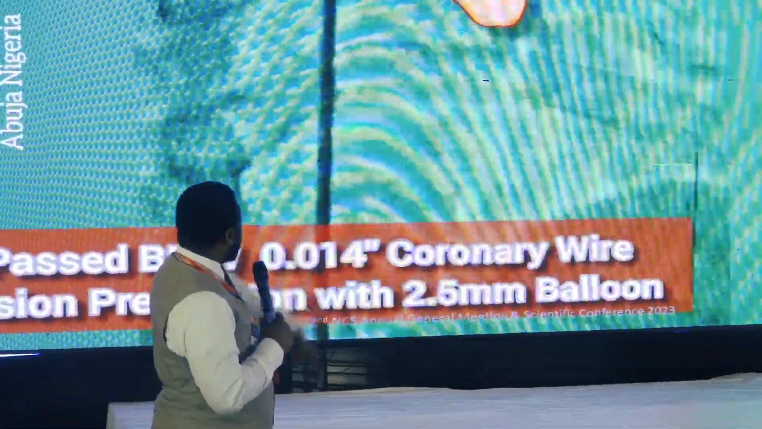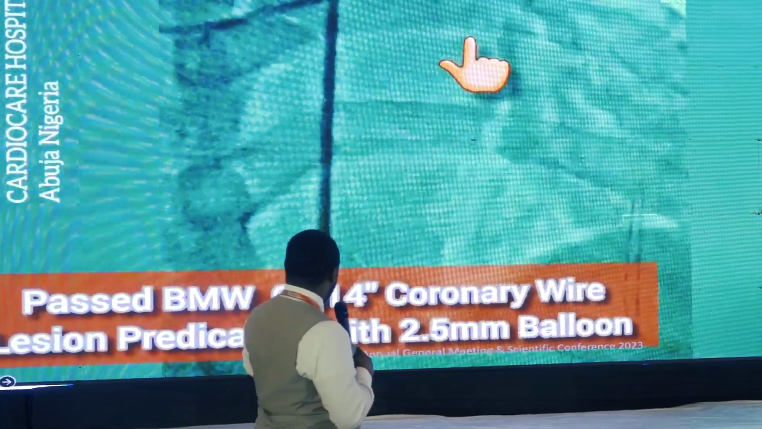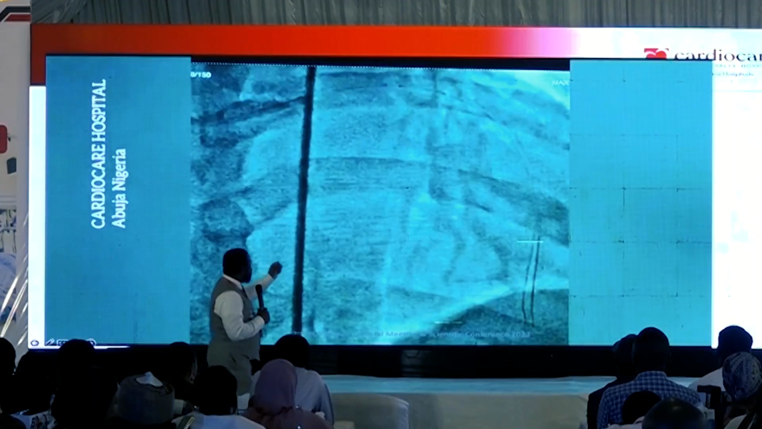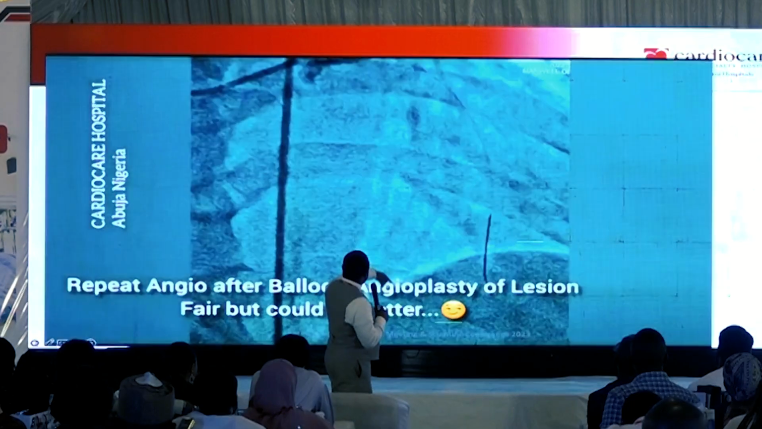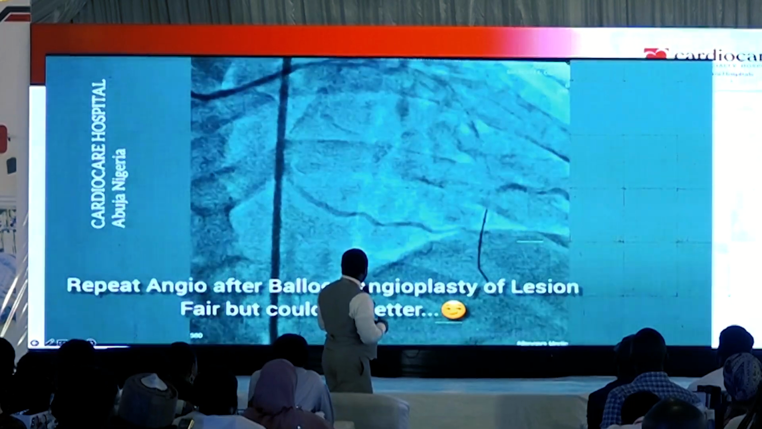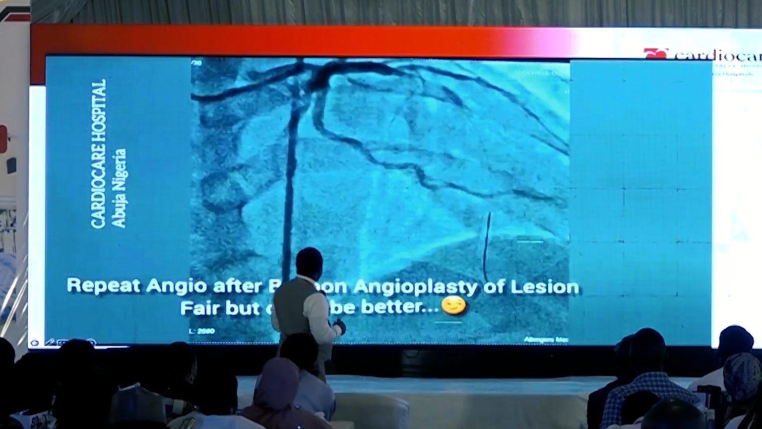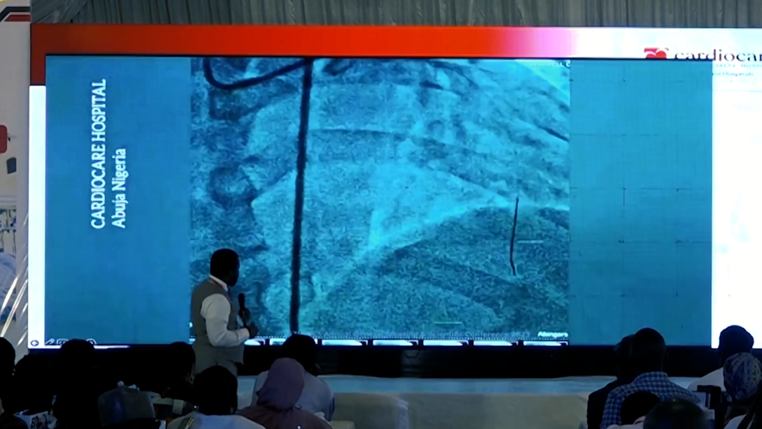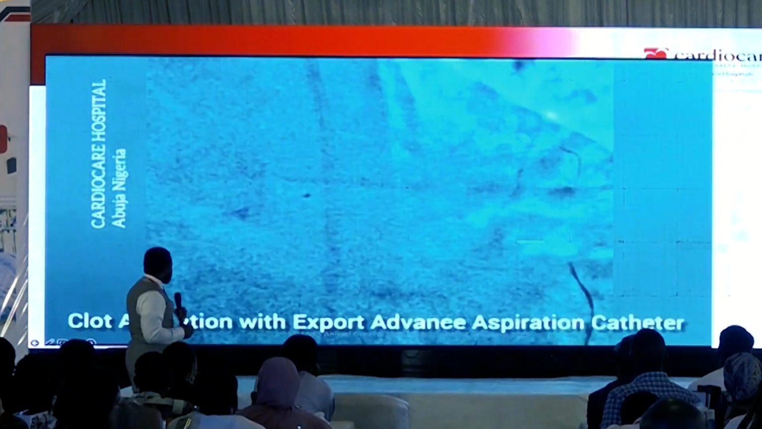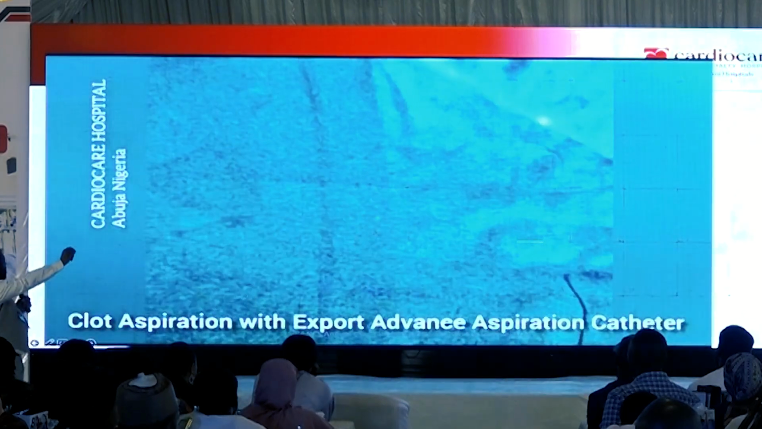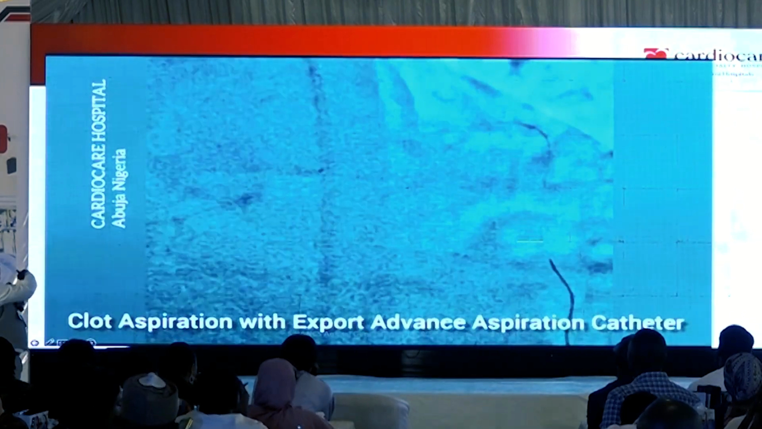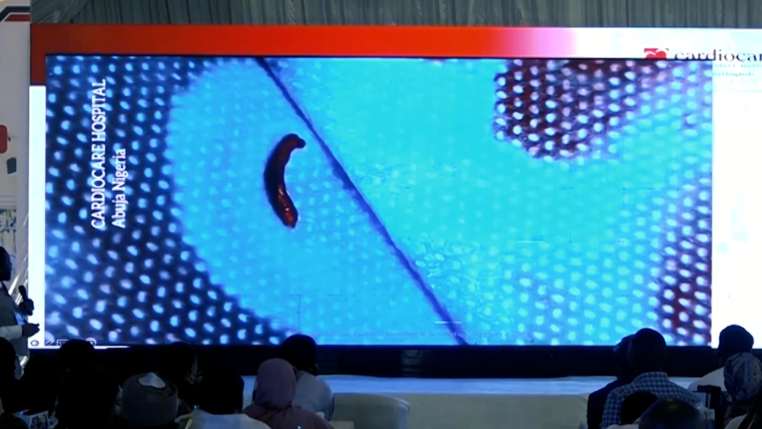Sometimes you must know what you are looking for, so that you know when it's not there. So what we did is we passed our wire across, called a BMW wire. And then we dilate it with the balloon to see whether we can get some blood flow. We can see small blood flow coming up. It's not good enough. So next we take what we call a clot extraction device, an Export aspiration device. We pass it in. Can you see a small dot moving back? So that is to get the clot out.